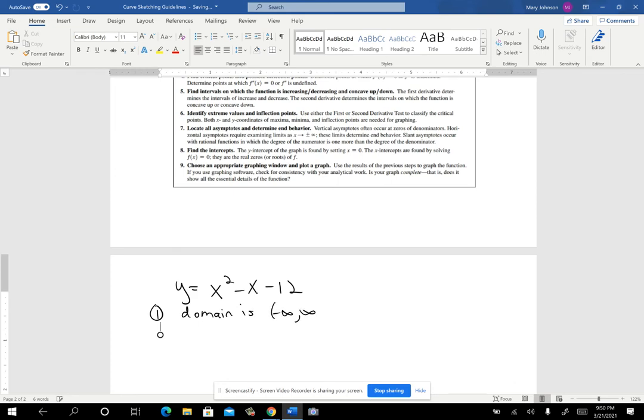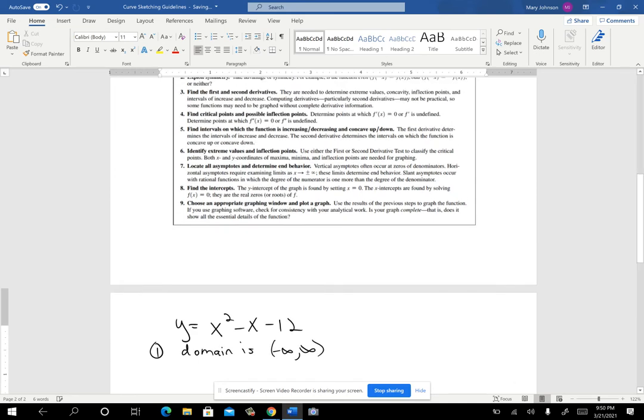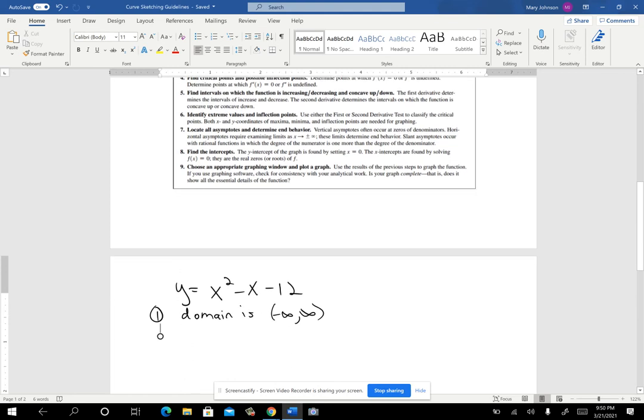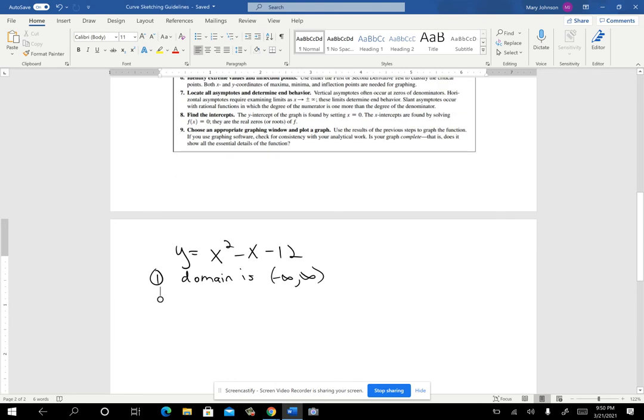So all reals, from negative infinity to positive infinity. All right, next we can take advantage of symmetry if there is such a thing. But for symmetry, this is something you can choose not to do. What you do is you plug in negative x for x, and you see what happens. So if I put a negative x where x is, and be real careful about your signs, this would still be x squared, but this would become plus x.